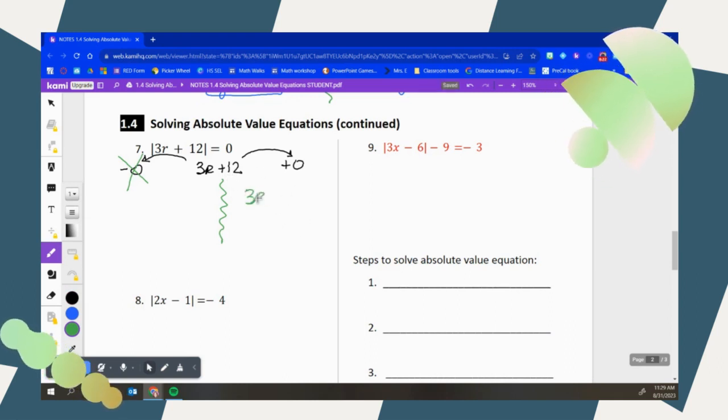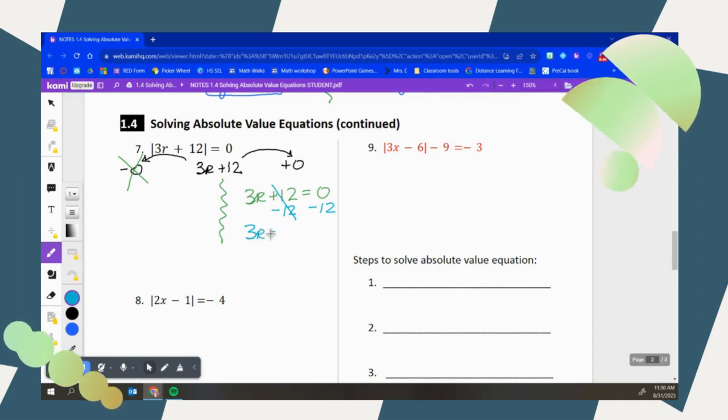So we're going to take that 3r plus 12. We're going to set it equal to the only 0 we have. And we're going to solve that equation. What do I need to do to get r by itself? Good. I do need to subtract the 12 first. Those will cancel, and 3r equals a negative 12. And then what? Good. Divide both sides by 3. Those divide out, and r equals a negative 4.